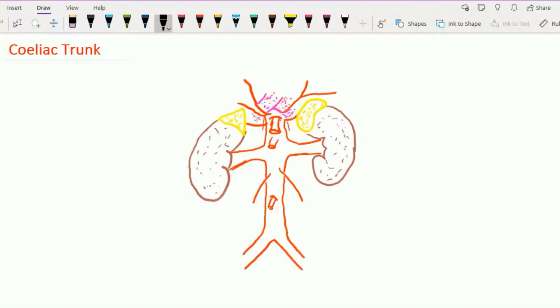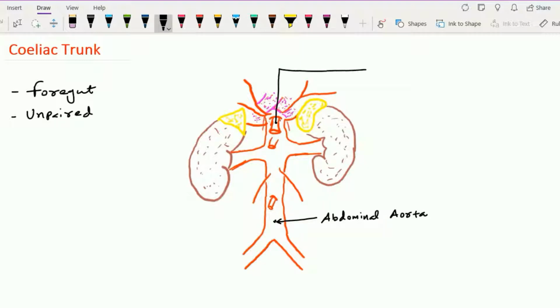Hello friends, let's see the celiac trunk anatomy. The celiac trunk is the artery of the foregut, and it is an unpaired artery which arises from the ventral aspect of the abdominal aorta. So here in this figure, this is the abdominal aorta, and this stout artery which arises from the ventral aspect of the abdominal aorta is the celiac trunk.